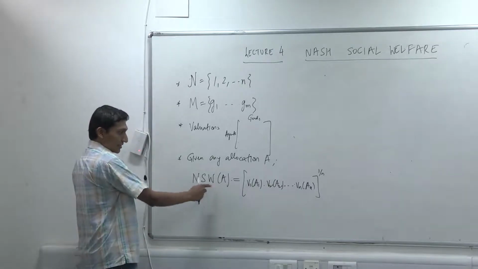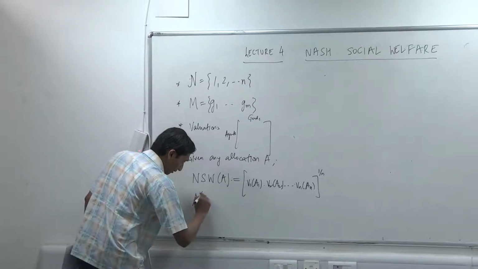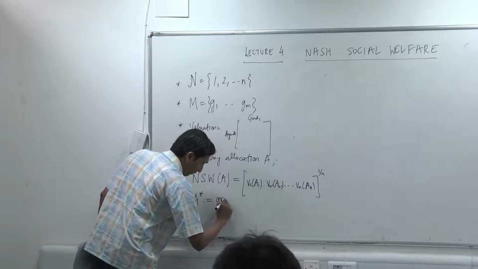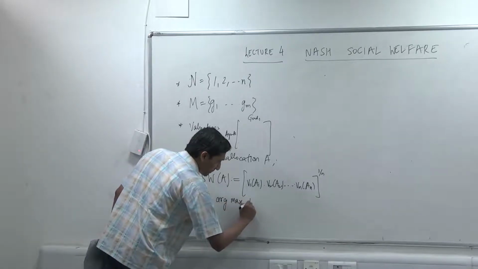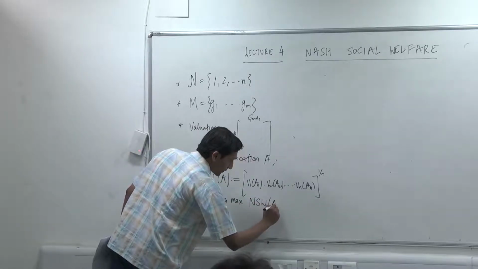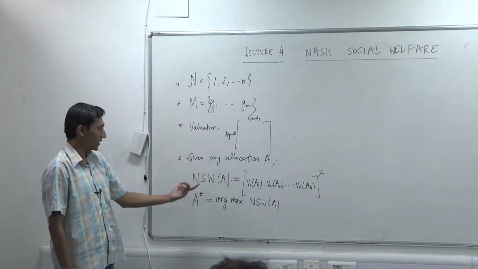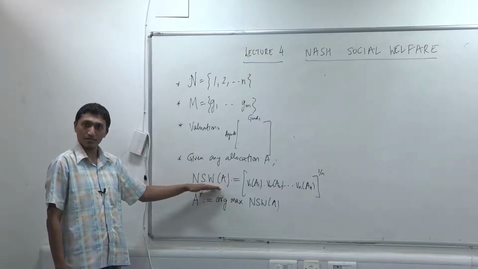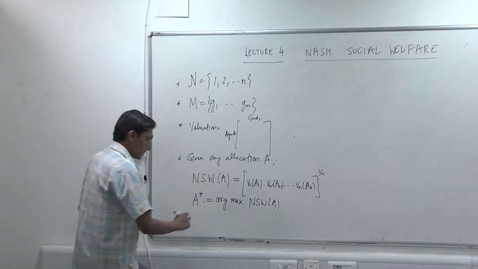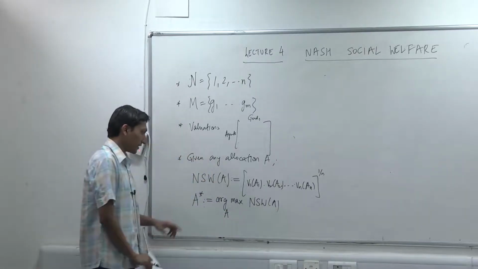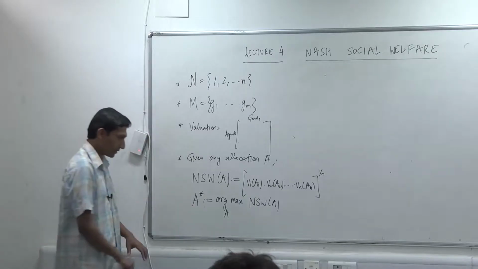So any allocation A star that maximizes the Nash Social Welfare. You're given this problem instance, and you are looking at which allocation gives the highest geometric mean. That's called a Nash optimal allocation.